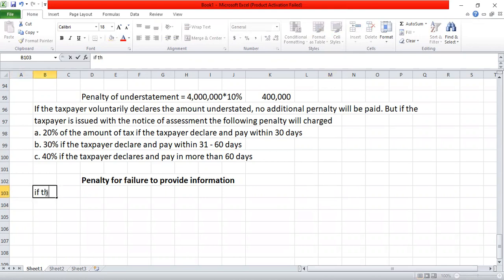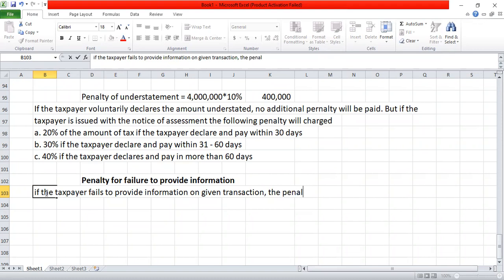If the taxpayer fails to provide information on a given transaction, the penalty is 5% of the transaction value.